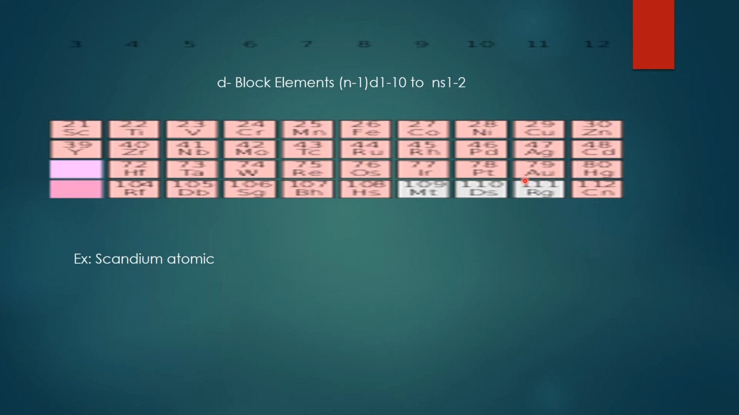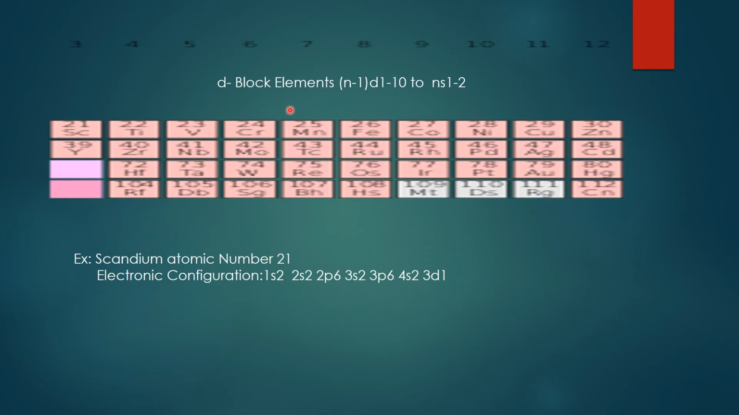Next, observe this one. These are d block elements. Their general electronic configuration is (n-1)d1 to 10 ns1 to 2. If the differentiating electron enters into the d orbital, then they are known as d block elements.